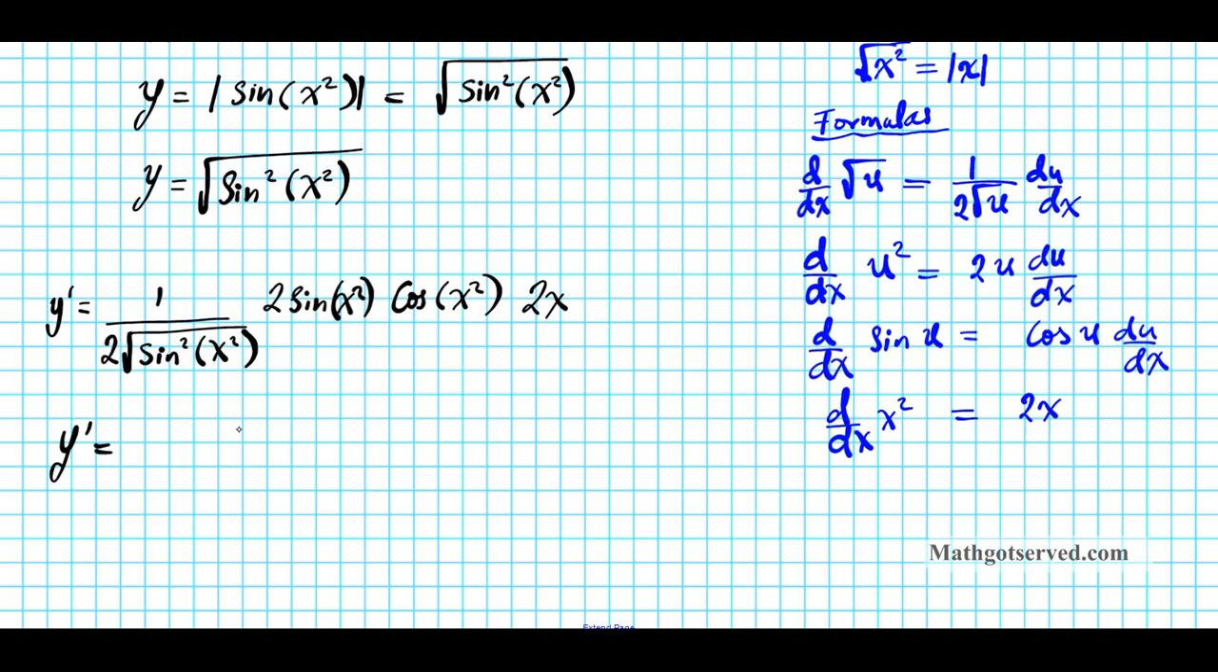So y prime is equal to, let's write the constants first. Yeah, these two 2's divide out. So this 2 and this 2 divide out. And I can put the 2x first, so I can write this as 2x sine x squared cosine x squared, and then this entire expression divided by, now the square root of the square of sine is the same thing as the absolute value of sine, right? Where the argument of the sine is x squared.